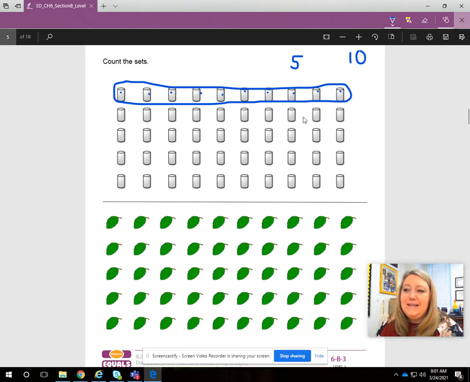Well, it's easy to see that we have some rows here. We have rows that go down. 1, 2, 3, 4, 5 rows. So we're going to have 5 sets of 10, which is 50, right?